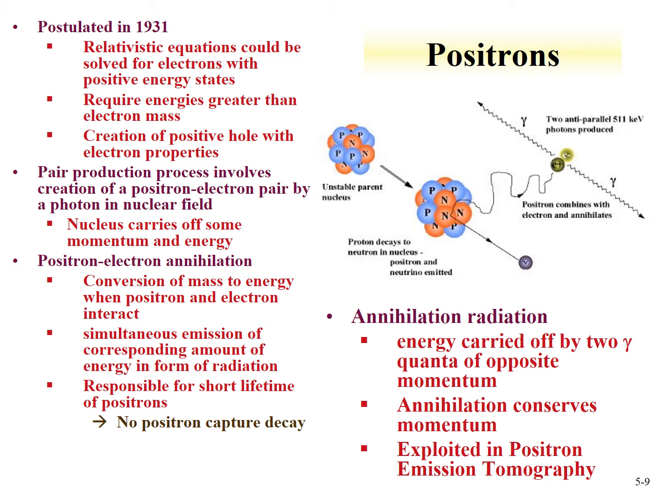This two-photon creation, with half an MeV each, during positron annihilation is what's used in positron emission tomography to map out three-dimensional images, which are often used in medical applications.